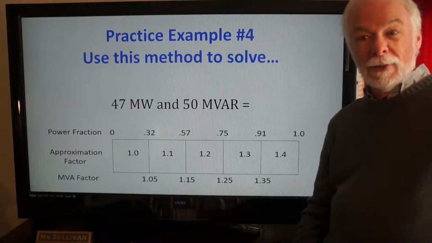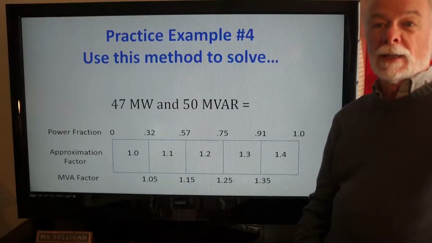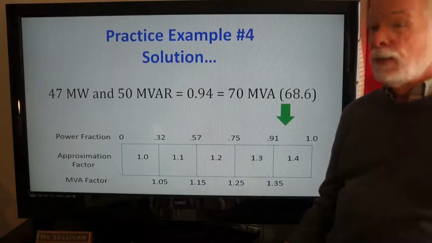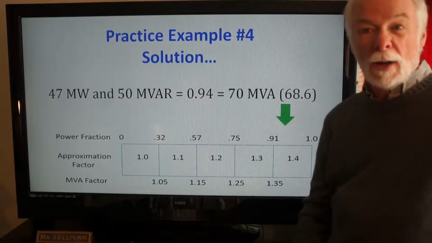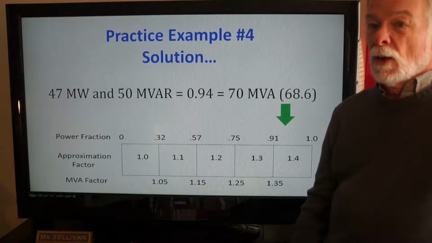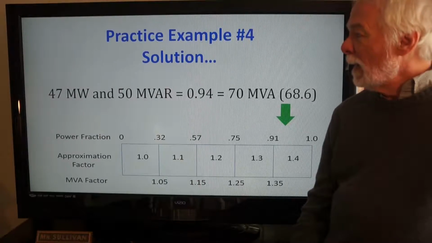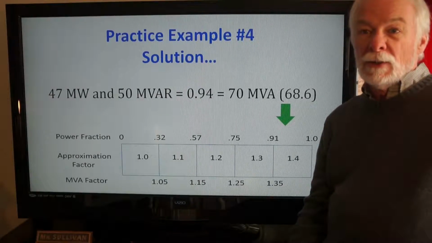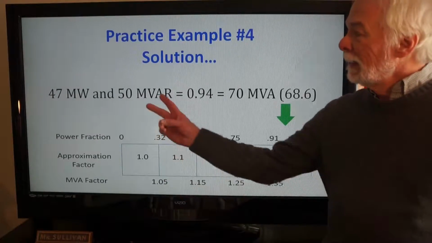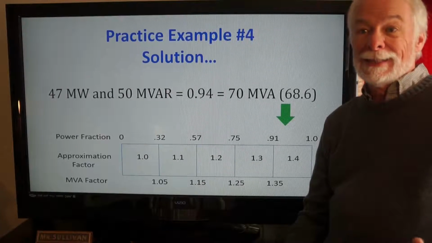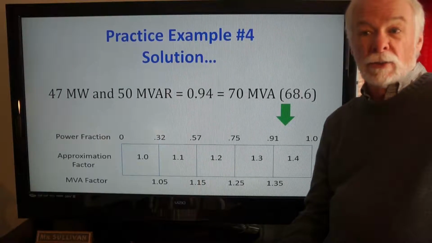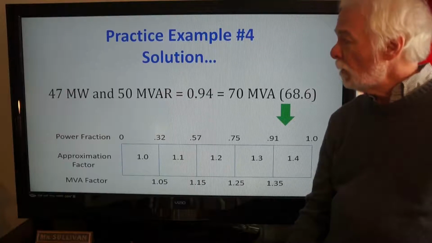Ready to take a peek at our last answer? Here's hoping that you got 70 MVA for an answer. Let's walk through it together. 47 megawatts and 50 megavars, and again, just to point it out, it doesn't matter which is larger and which is smaller. The answer is going to be the same, and the units for your answer is always MVA.